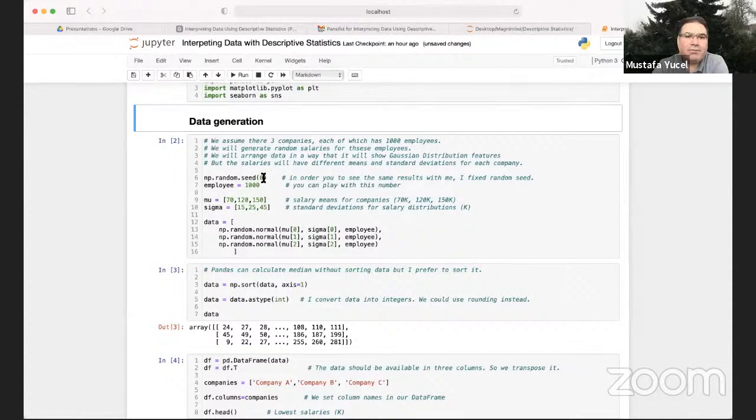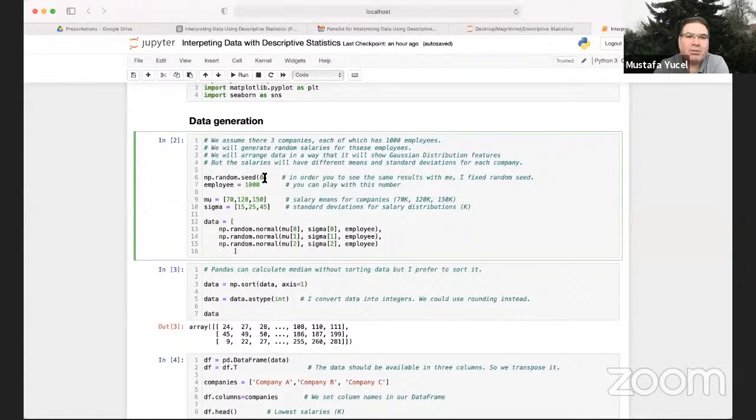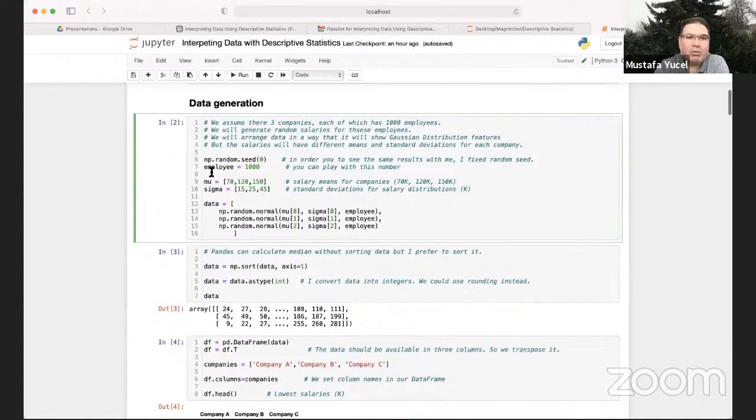Here, I fix the seed to a certain number, because otherwise, if you don't fix it, every time you run the notebook, you get different values. In order to avoid this, we fix it to 0. You can fix it to any number. It's not very important. And employees are 1,000. These are the average salaries of the 3 companies, and these are the sigma, that is the standard deviations of the companies.